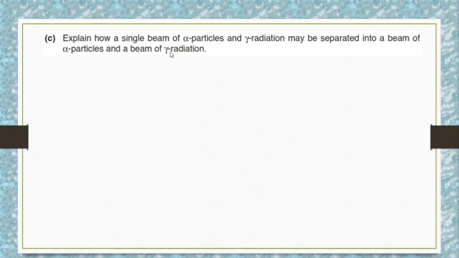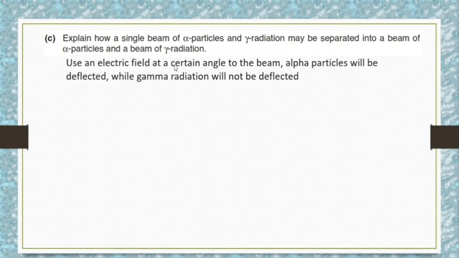Explain how a single beam of alpha particles and gamma radiation may be separated into a beam of alpha particles and a beam of gamma radiation. You have to know the characteristics of alpha particles and gamma radiation. Alpha particles are positively charged, while gamma radiation is uncharged. So I can use an electric field at a certain angle to the beam so that alpha particles will be deflected because they are positively charged, while gamma radiation will not be deflected because it is uncharged.